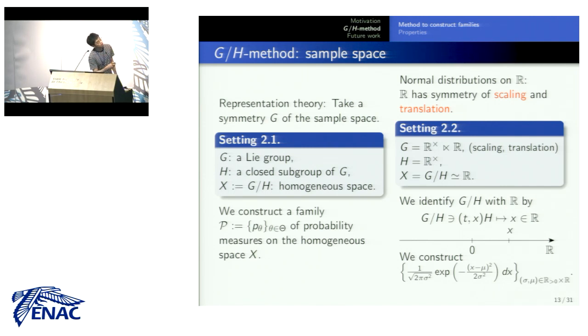On the normal distribution side, we consider a real line. The real line has a symmetry of scaling and translation. So we consider the corresponding semi-direct group G, and consider H like this, and consider the homogeneous space G mod H like this. Here, the first component of G represents the scaling, and the second component represents translation. Then we can identify G mod H with the real line. We will construct these normal distributions with the well-known form.